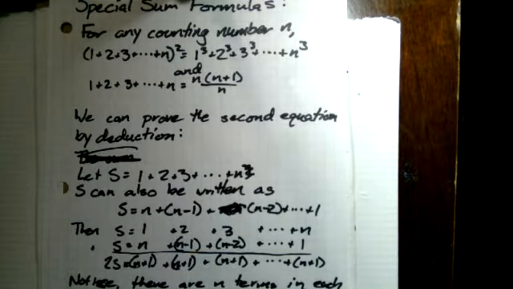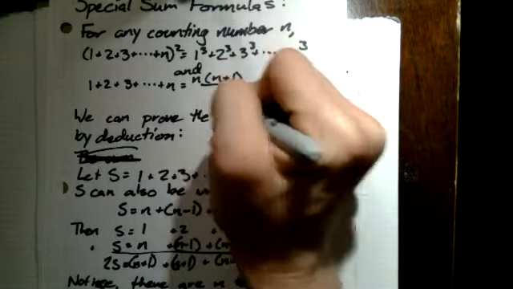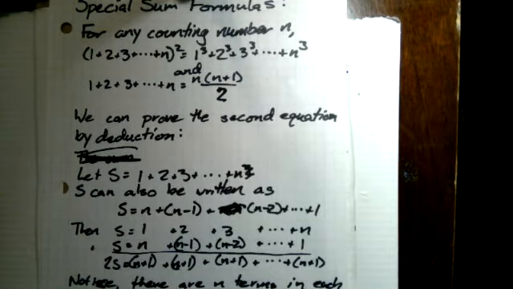Also, 1 plus 2 plus 3 plus a bunch of other stuff plus n is equal to n times n plus 1 over, I wrote that number wrong, that should be over 2, not over n. There we go. So we can prove this second equation by deduction. Let's let S be the sum 1 plus 2 plus 3 plus all this other stuff plus n, adding up all of the counting numbers from 1 to n.